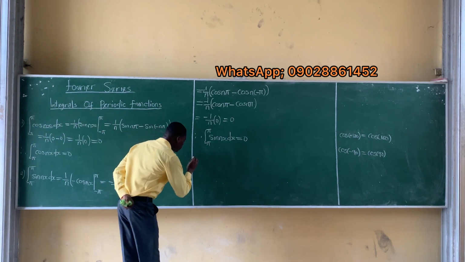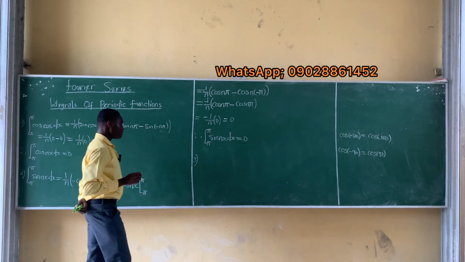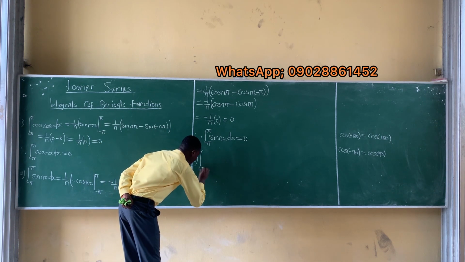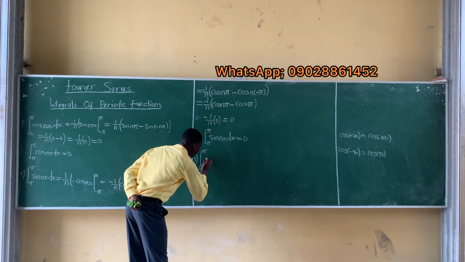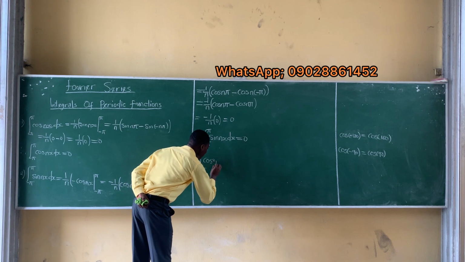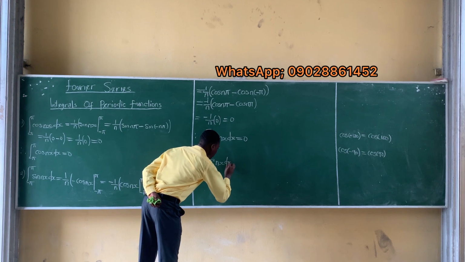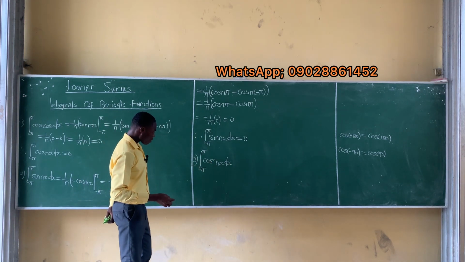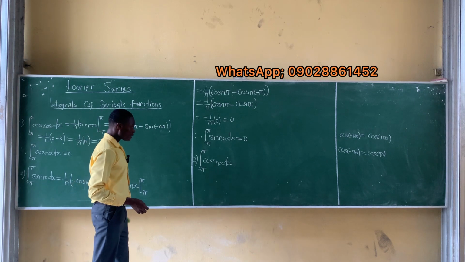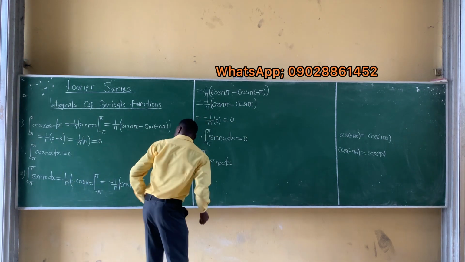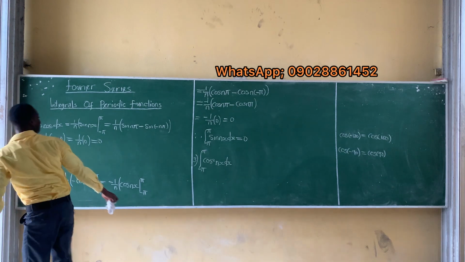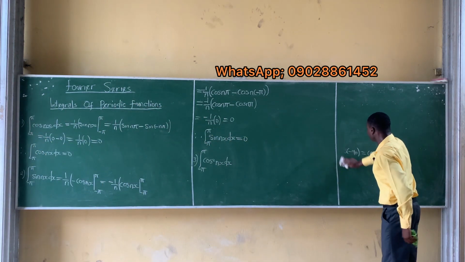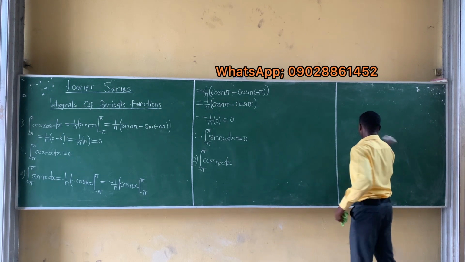So I'd like us to take the third one. The third one there is the integral from minus pi to pi of cos square nx dx. But before we start integrating cos square nx dx, I want us to establish a relationship between the cosine of double angle.